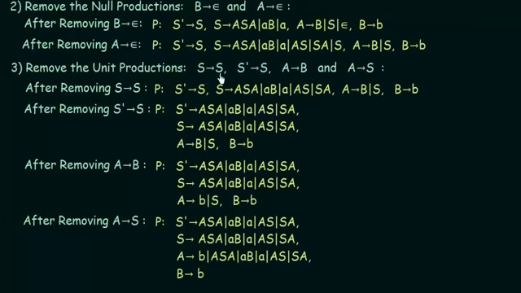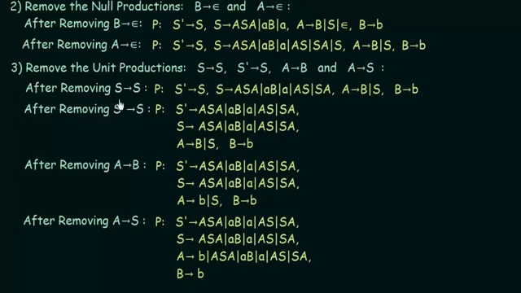So here we have S gives S, this is one unit production. Then S dash gives S, that is another unit production. Then A gives B, this is another unit production. And A gives S, this is another unit production. So we have to remove them. Let us see how.